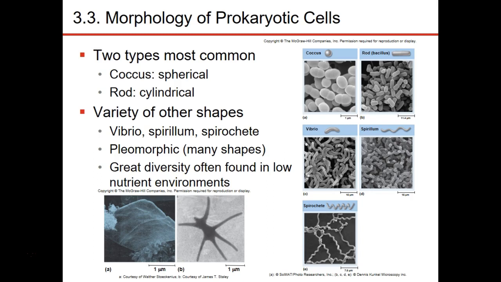Some bacteria are going to be spiral shaped, and we have two different types of spiral shaped bacteria. We have spirillum and then the spirochete. Spirochete is kind of like a really tight, if you remember the different types of perms, this would be like a super tight curl, whereas spirillum is more of a loose curl.